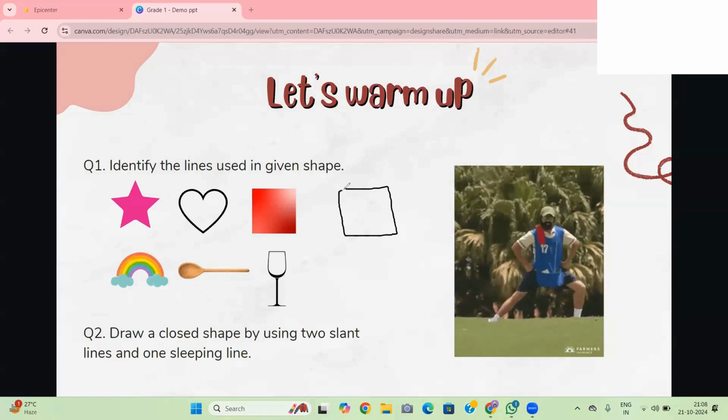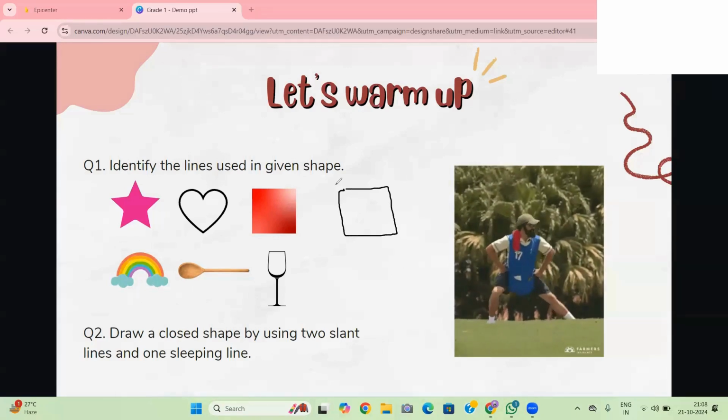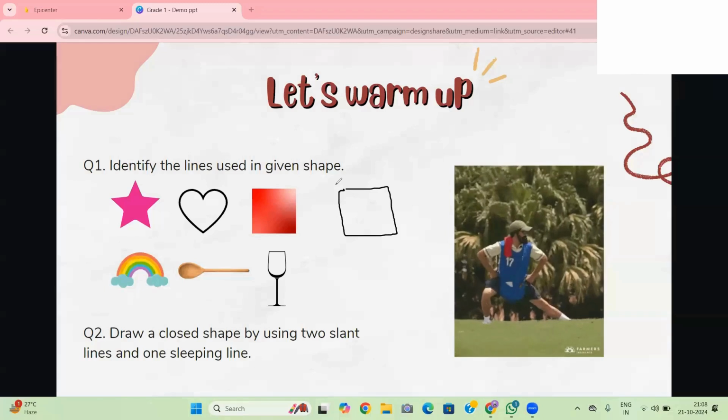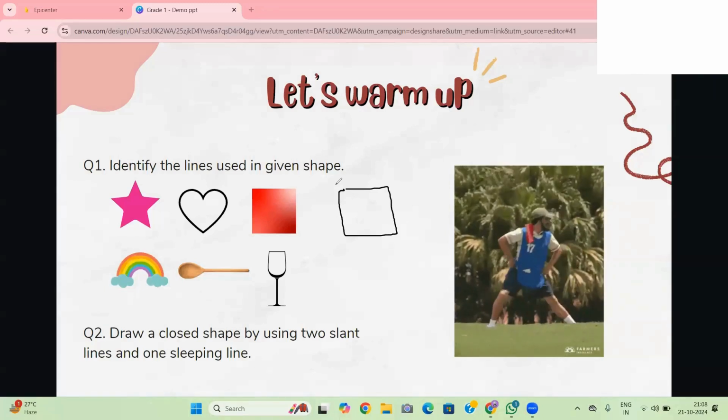But can you tell me, in this square, what lines do we have? Are these straight or curved? Just tell me that. Is this straight? Yeah, straight. Standing line and sleeping line. Good job. It has straight lines, and the type of line is standing and sleeping.